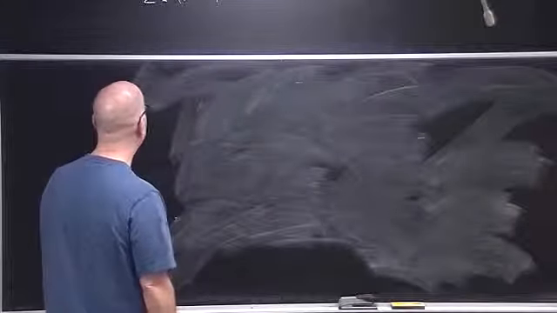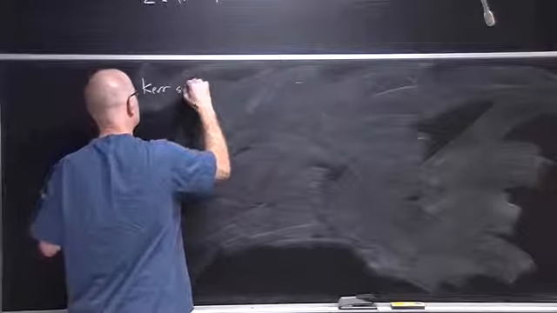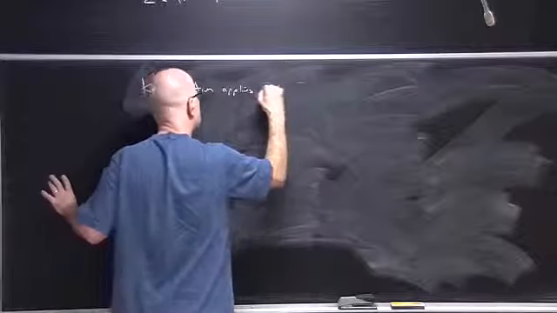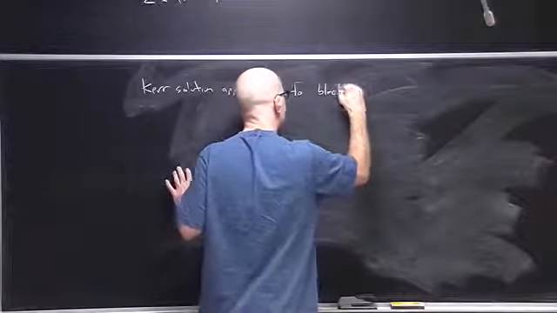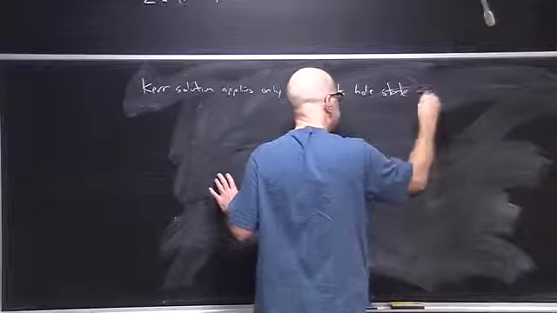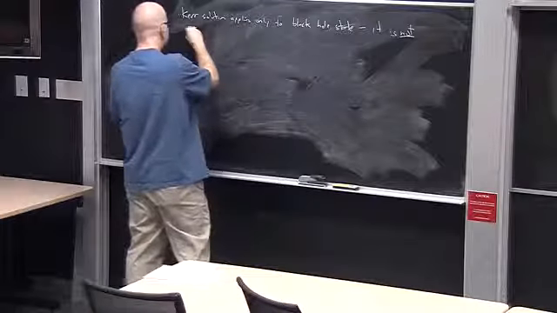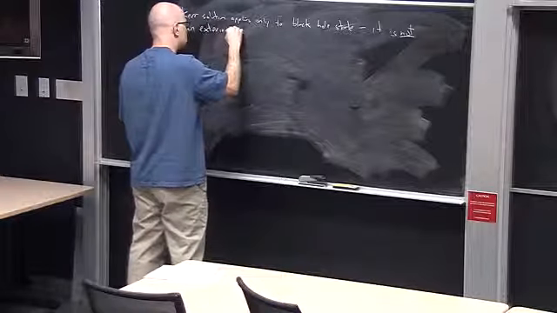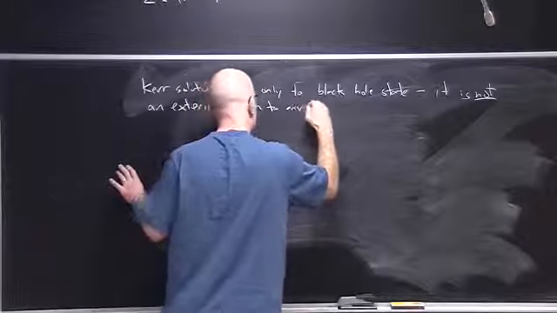Let me go back to what I was telling you before. So the Kerr solution applies only to a black hole state, and it is not an exterior solution to any rotating star.